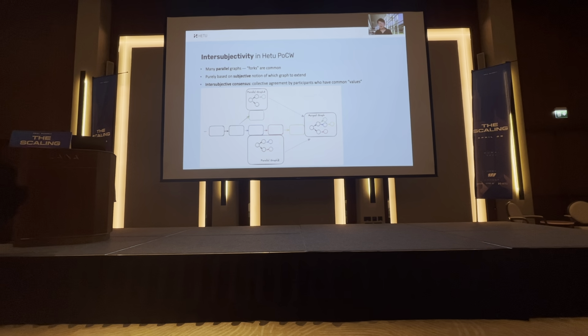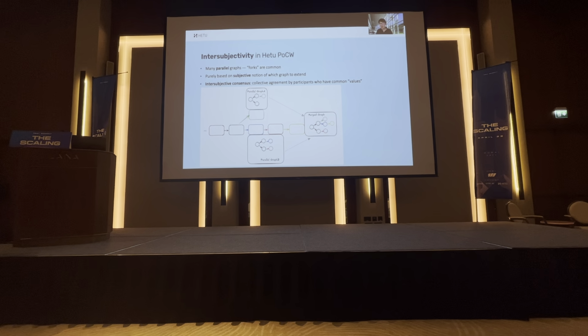The other major difference from existing blockchain structures is that this causal graph inherently has many parallel graphs, which also means that forks are common and not the exception in this kind of structure. Which graph should you extend? That is very subjective. There is no objective function to decide which graph is the correct graph.